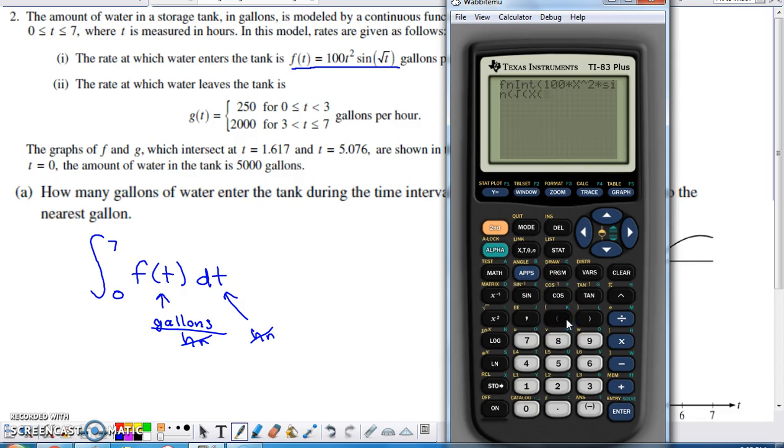So I'm going to close my root, whoops, that's not how I would close the root. That's how I'd close the root. Close the sine function. I'm not going to close that set of parentheses.